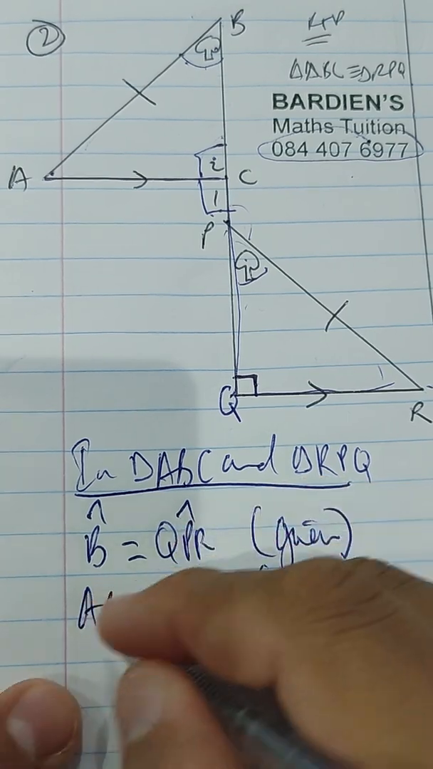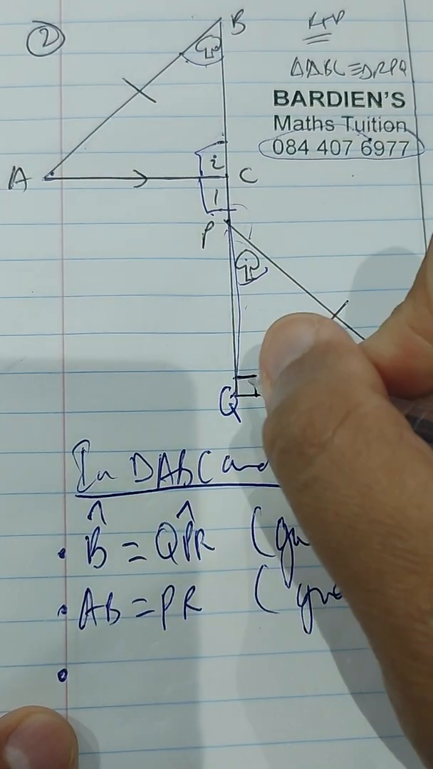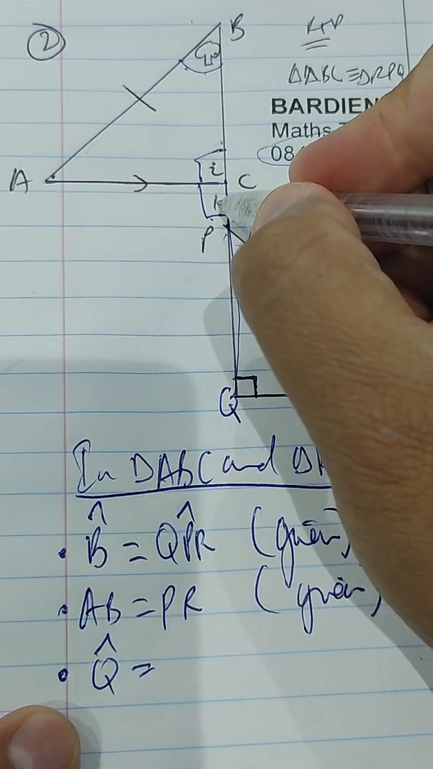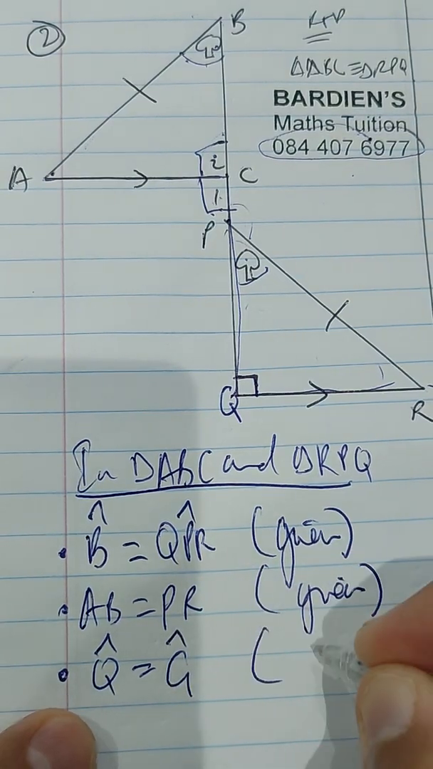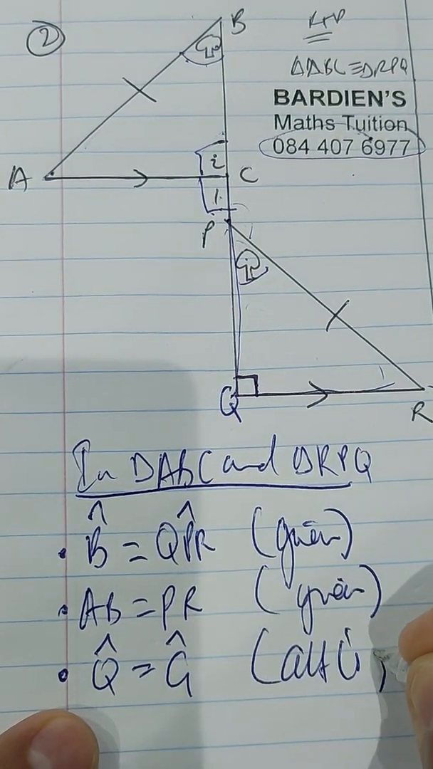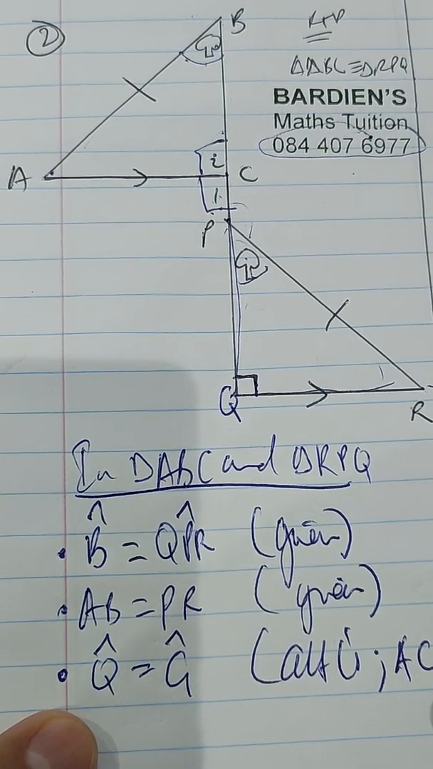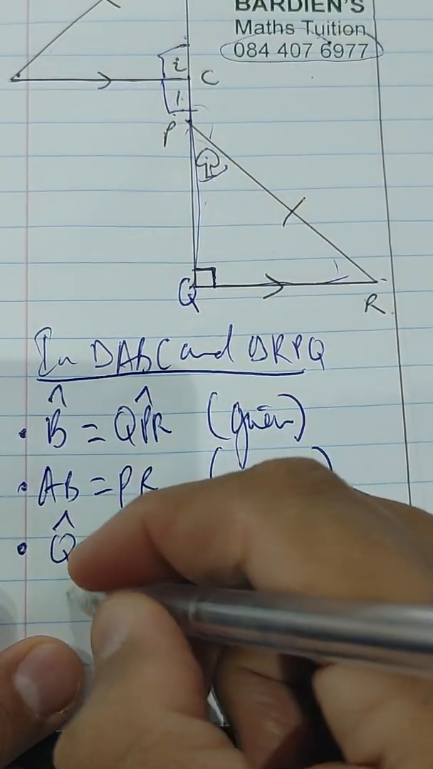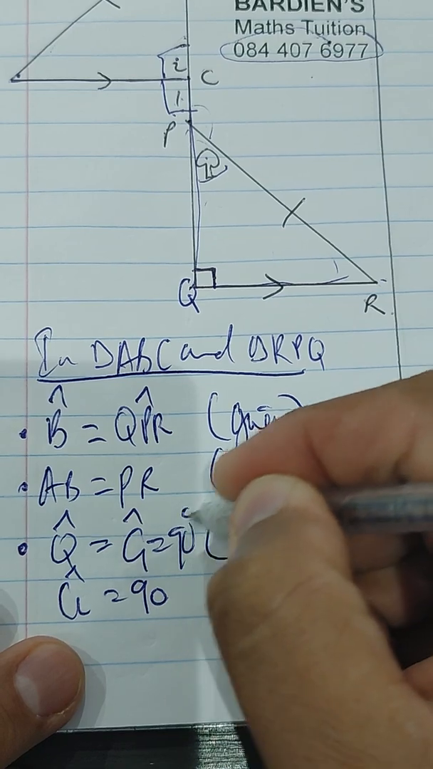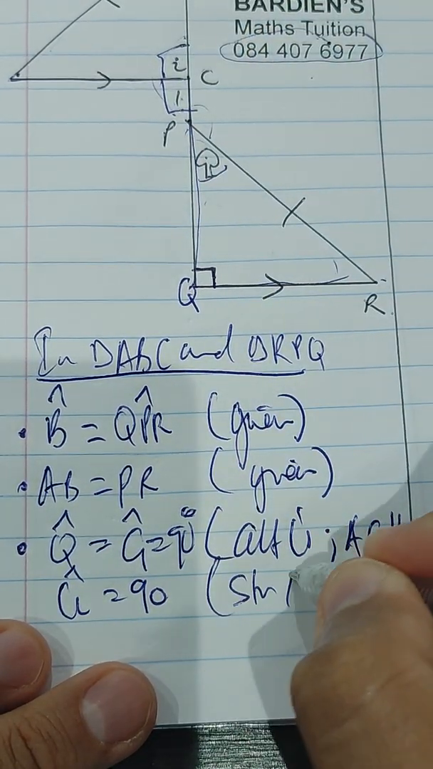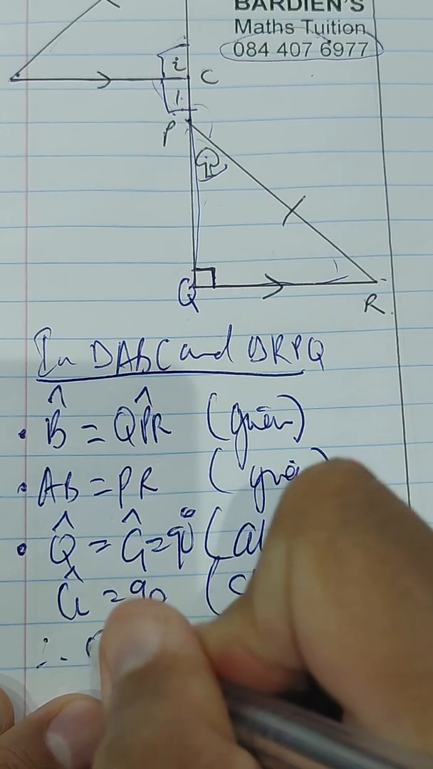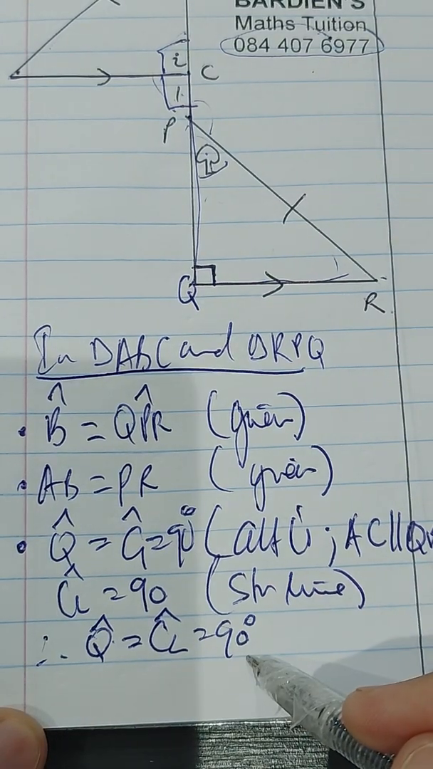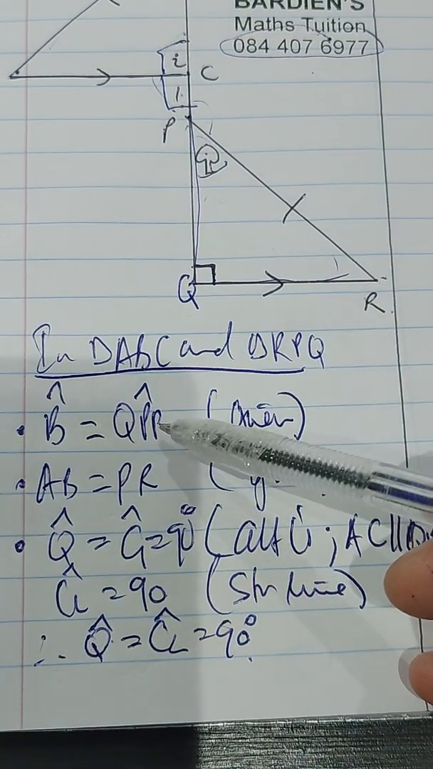Okay? So there's the first case, the second, and the third is that we firstly say that angle Q, as you can see, it's only one angle, is equal to angle C1. Why? Because of alternate angles, where the lines are parallel, so AC is parallel to QR. Then we're going to say that C2 is also 90 degrees. Why? Because the angles are in a straight line. So therefore, angle Q is equal to C2, which is equal to 90. So there's the third point we can say.